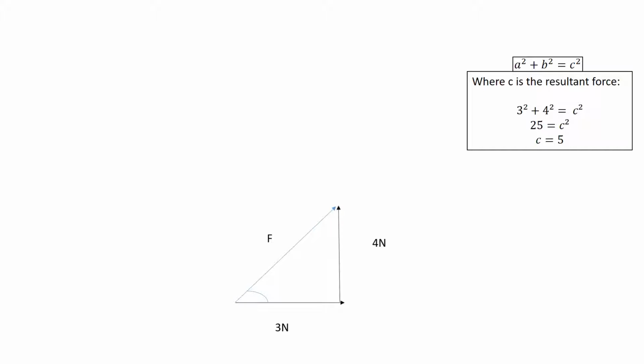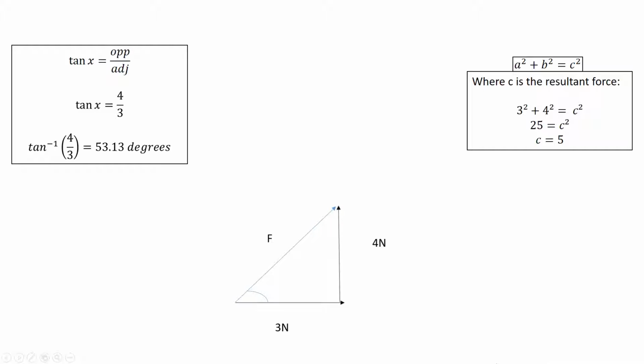So we have the angle there. To find out what the f is, we just use a squared plus b squared is c squared, 3 squared plus 4 squared equals c squared, 25 equals c squared, c equals 5, and then you can just use trigonometry. You know, tan x, where the angle is x, is opposite over adjacent. Tan x is 4 over 3, using the inverse of tan, you can find that the angle is 53.13 degrees.